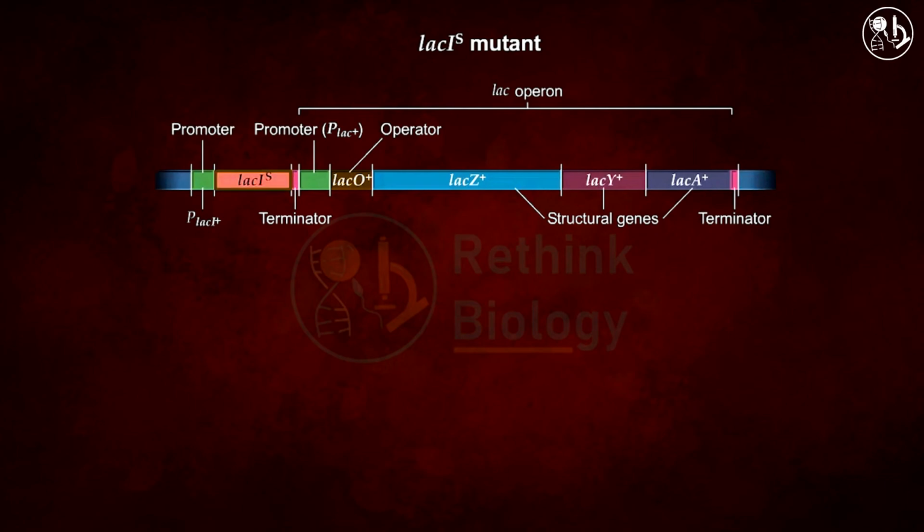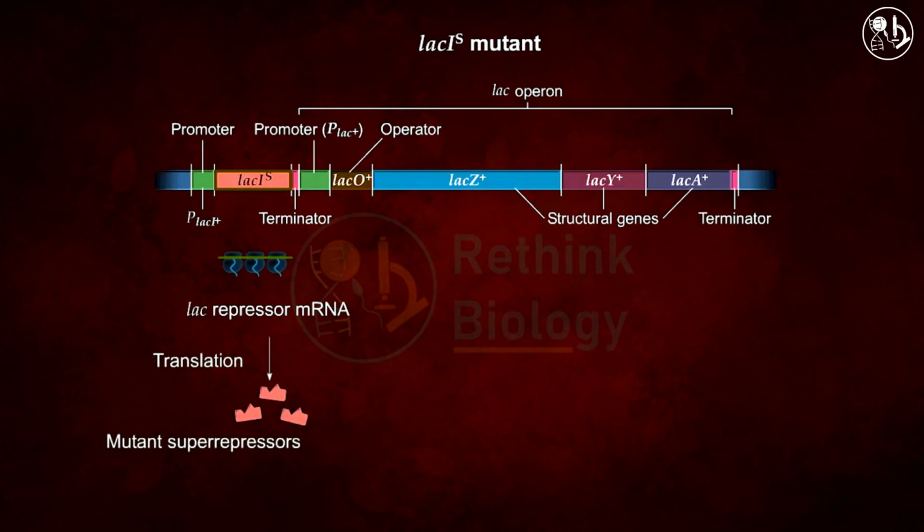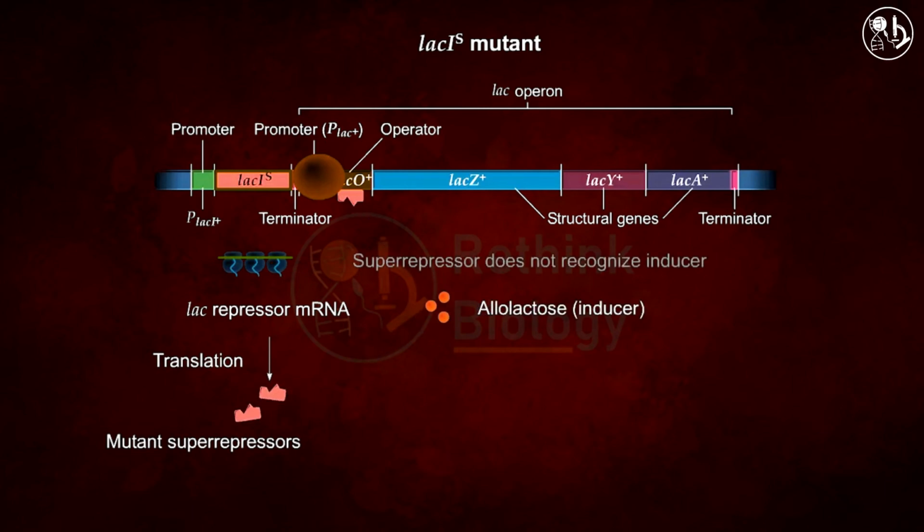Lac IS, the superrepressor, is a mutation in the Lac I gene that resulted in no Lac enzyme production in the presence or absence of lactose. This mutant repressor protein recognizes the operator but not allolactose. As a result, even in the presence of allolactose, the Lac repressor attaches to the operator, preventing the transcription.